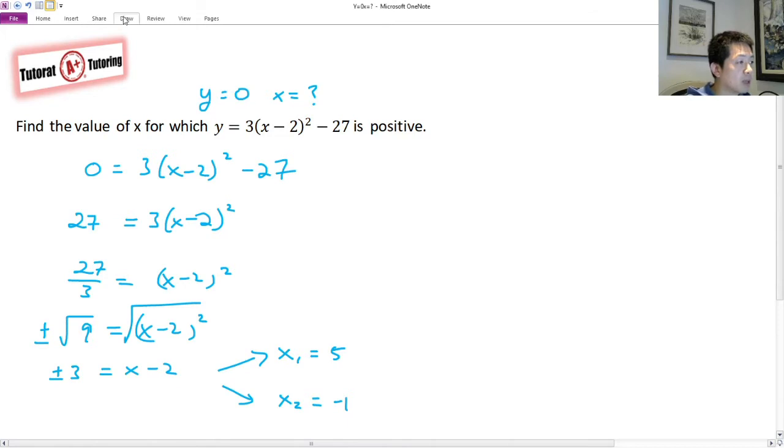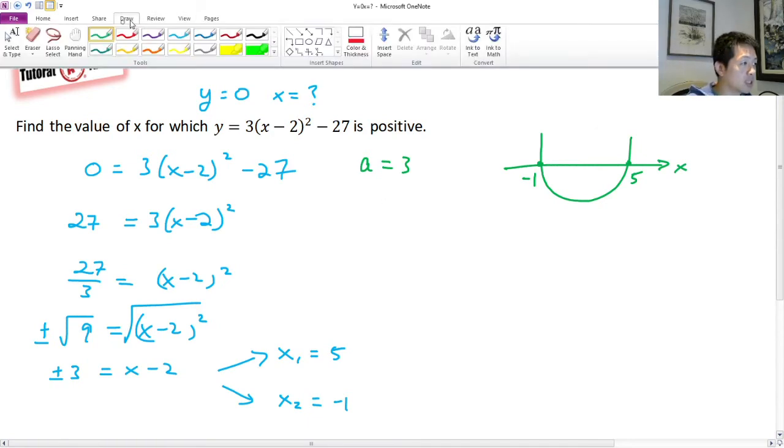Now you need to do a little sketch, because my a value is 3, which is positive. If it's positive, my function is going to be like this, open upward. And then my first zero is minus 1, and the other one is 5. These two points are my zeros, because this is my x-axis. I don't really care about where my y-axis is, so in this case it doesn't really matter.